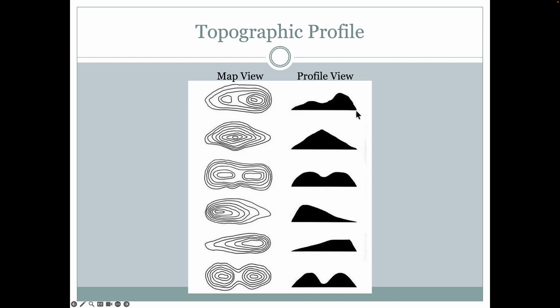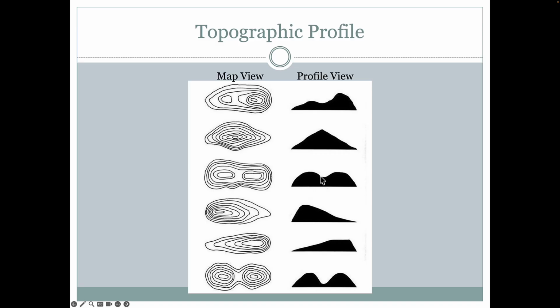Profile views are kind of like cross sections, but they're only the top. They're only showing what the land would look like, and we're getting that information from the contours on the topographic map. And you can see, just as we discussed before, that this hill has a very uniform slope on both sides, because as we move from east to west across here, the contours are all fairly evenly spaced.